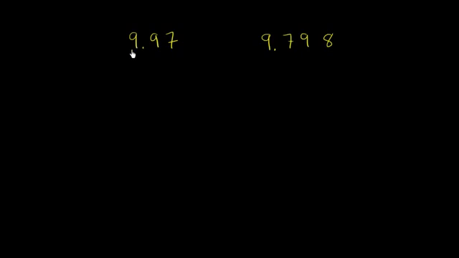So they both have 9 ones. So at least in the ones place, they seem comparable to each other. Now let's go to the tenths place. So this number on the left has a 9 in the tenths place, while the number on the right has a 7 in the tenths place.